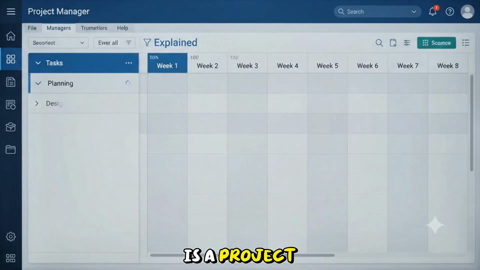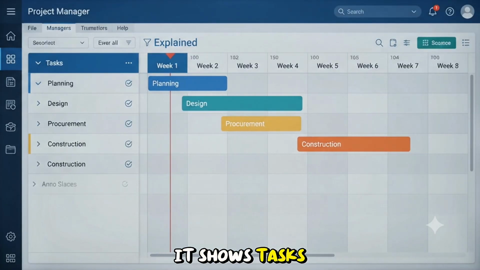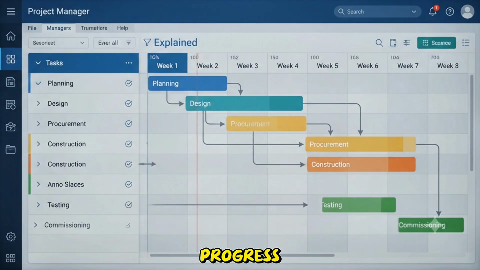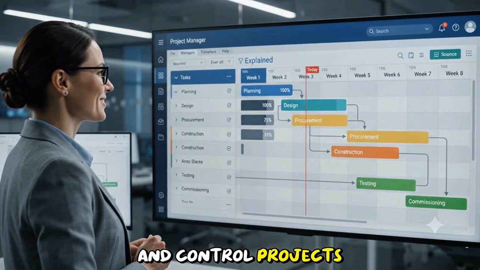A Gantt chart is a project management tool. It shows tasks, timelines, dependencies, and progress, helping teams plan and control projects effectively.